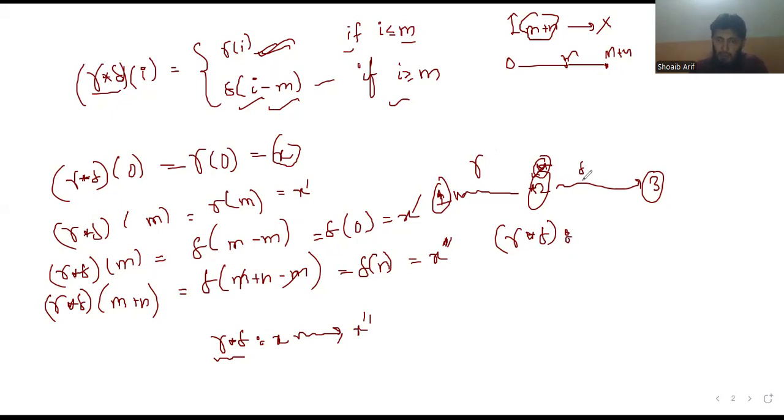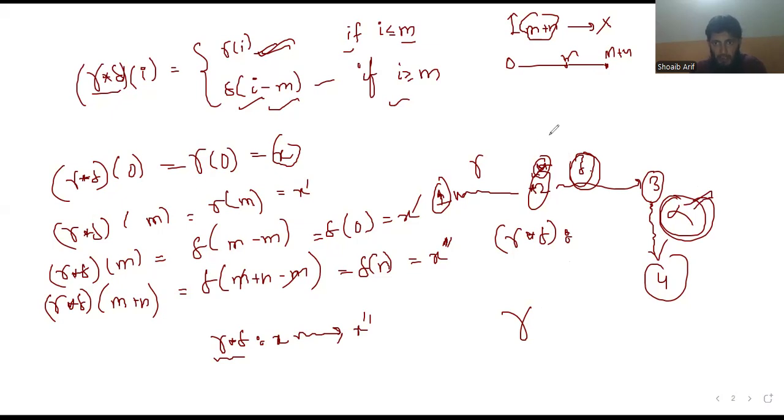So we can concatenate. Means if there is another path, let's say this is alpha, alpha from 3 to 4, we can concatenate alpha to sigma, because the end point of sigma is equal to the starting point of alpha. So we can concatenate if the end point of one path is equal to the starting point of another path, we can concatenate both the paths.